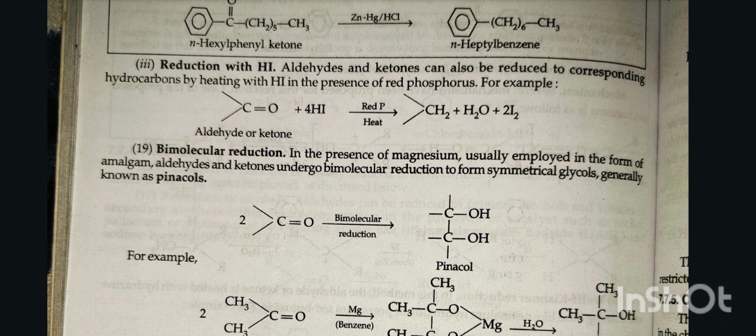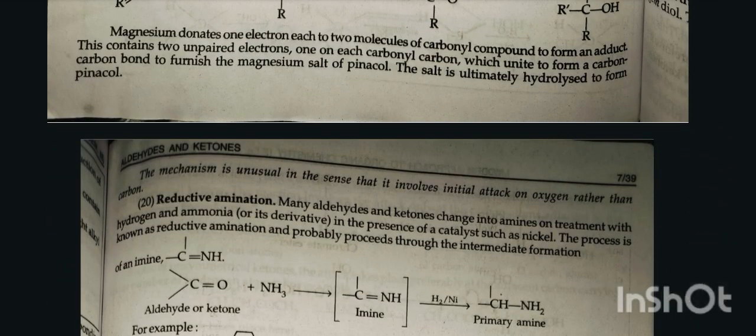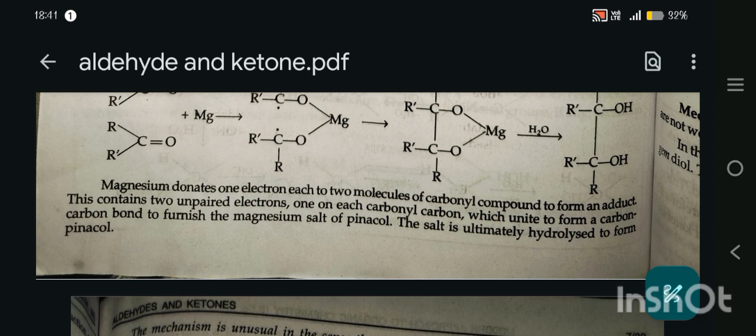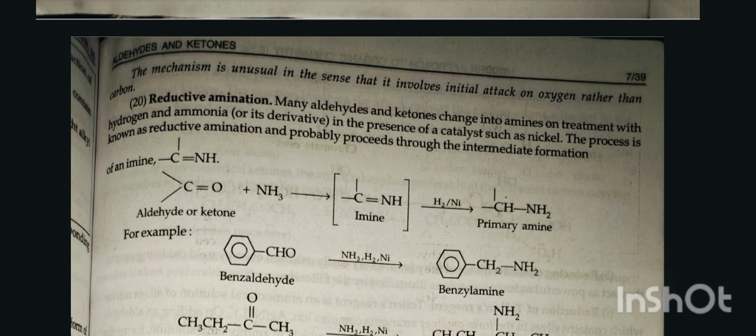19. By bimolecular reduction. In the presence of magnesium, usually employed in the form of an amalgam, aldehydes and ketones undergo bimolecular reduction to form symmetrical glycols, generally known as pinacols. The name pinacol was initially employed for the glycol obtained from acetone, but it has come to be used for all symmetrical glycols. Mechanism. Pinacol reduction involves the formation of a bond between two carbonyl compounds and proceeds through the following mechanism. Magnesium donates one electron each to two molecules of carbonyl compound to form a radical anion. This contains two unpaired electrons, one on each carbonyl carbon, which unite to form a carbon-carbon bond to furnish the magnesium salt of pinacol. The salt is ultimately hydrolyzed to form pinacol. The mechanism is unusual in the sense that it involves initial attack at oxygen rather than carbon.